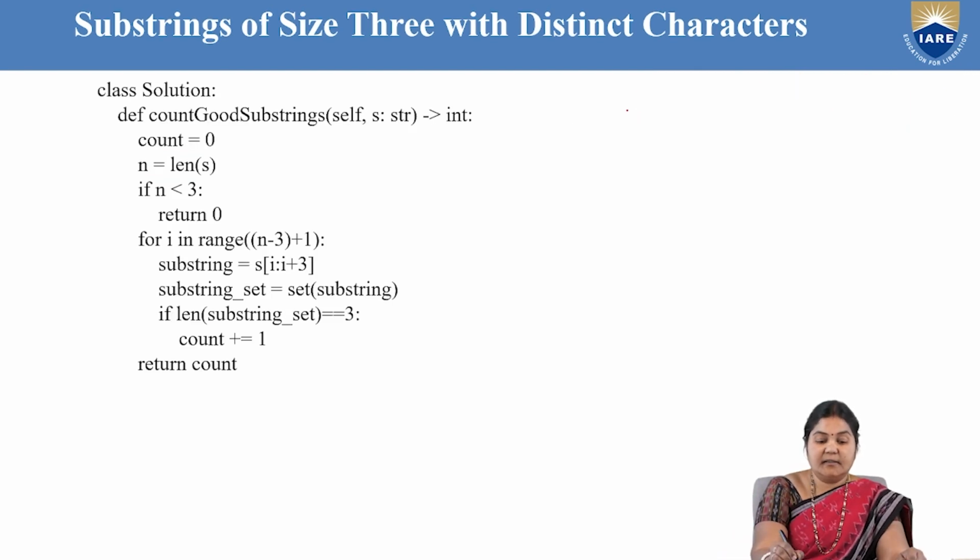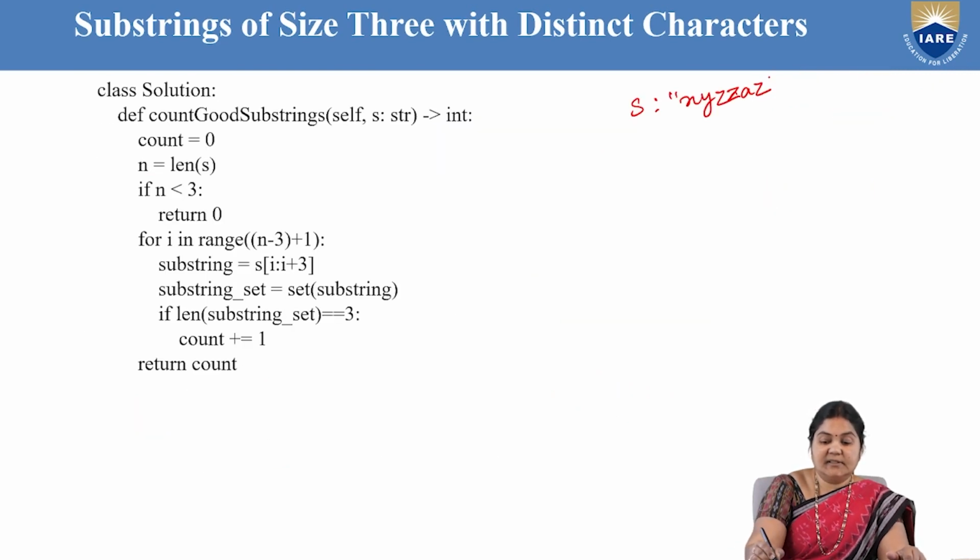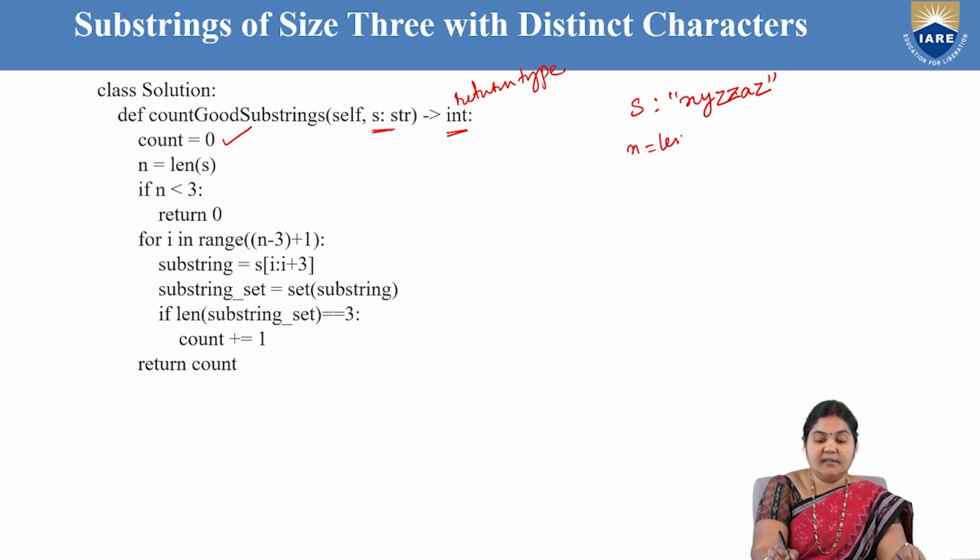Now, let us take the string S equal to X, Y, Z, Z, A, Z. Yes, this is my string. So, input is a string S and the return type is how many good substrings are possible, which is an integer value. Now, to count the number of good substrings, we take a variable count equal to 0, and let us find n, the length of this string, which is 6.